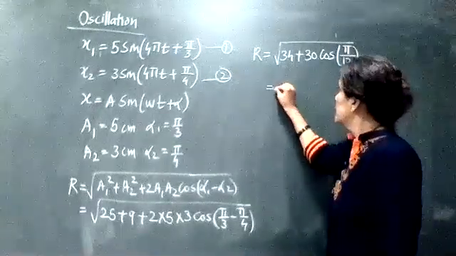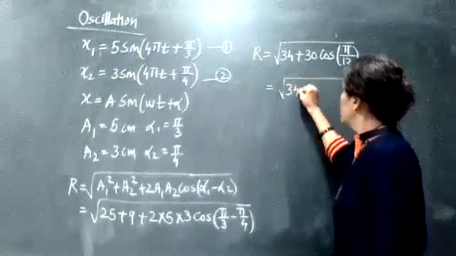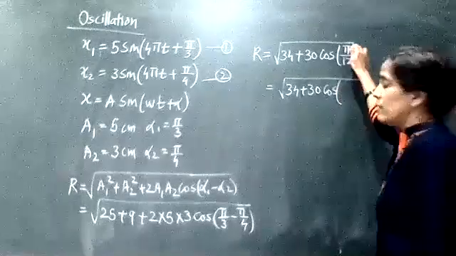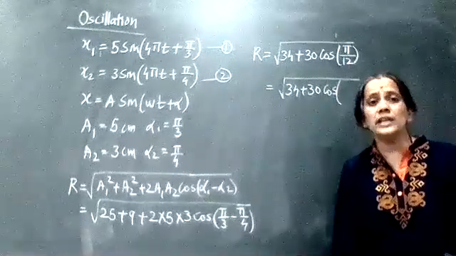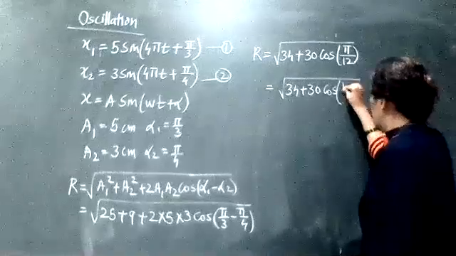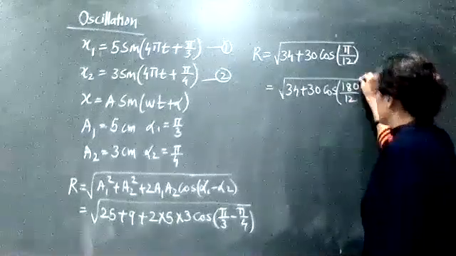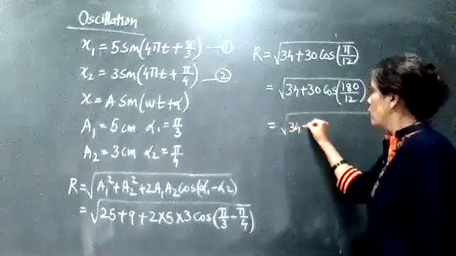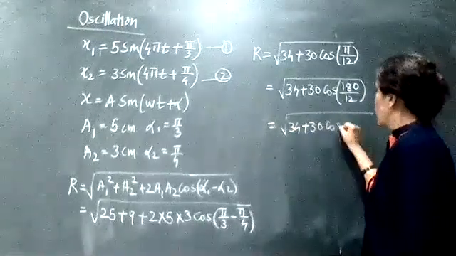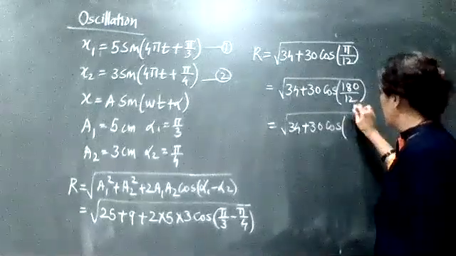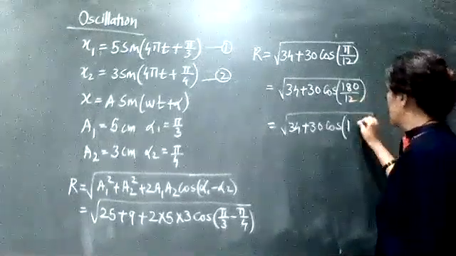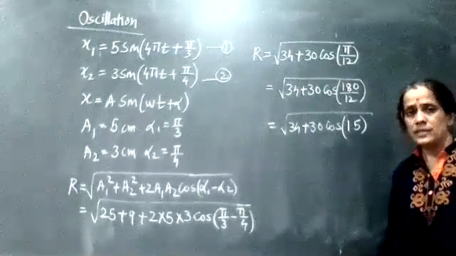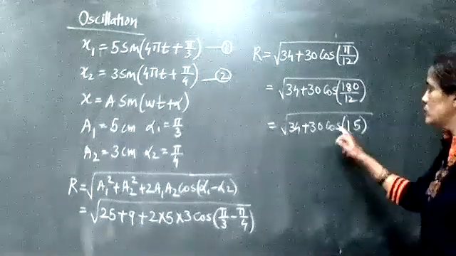So now here I write it is equal to 34 plus 30 cos of pi. Pi value is 180, 180 upon 12. So it becomes 34 plus 30 cos of 180 by 12. So here 12 ones are 12, 6 are remaining, so here it is 15. Is it right? So cos of 15.